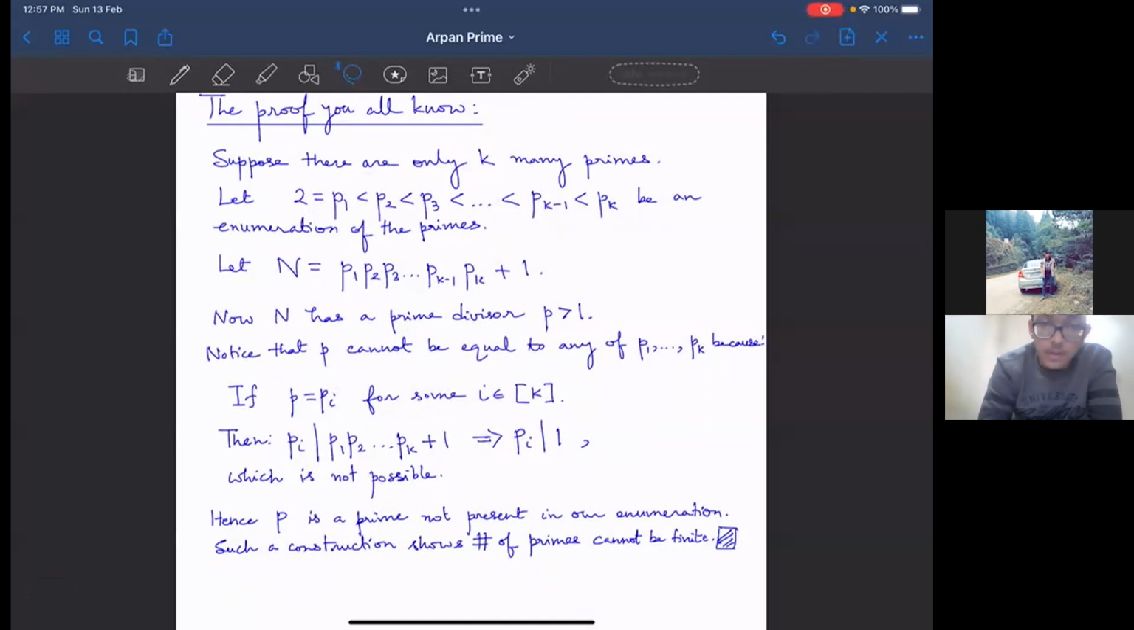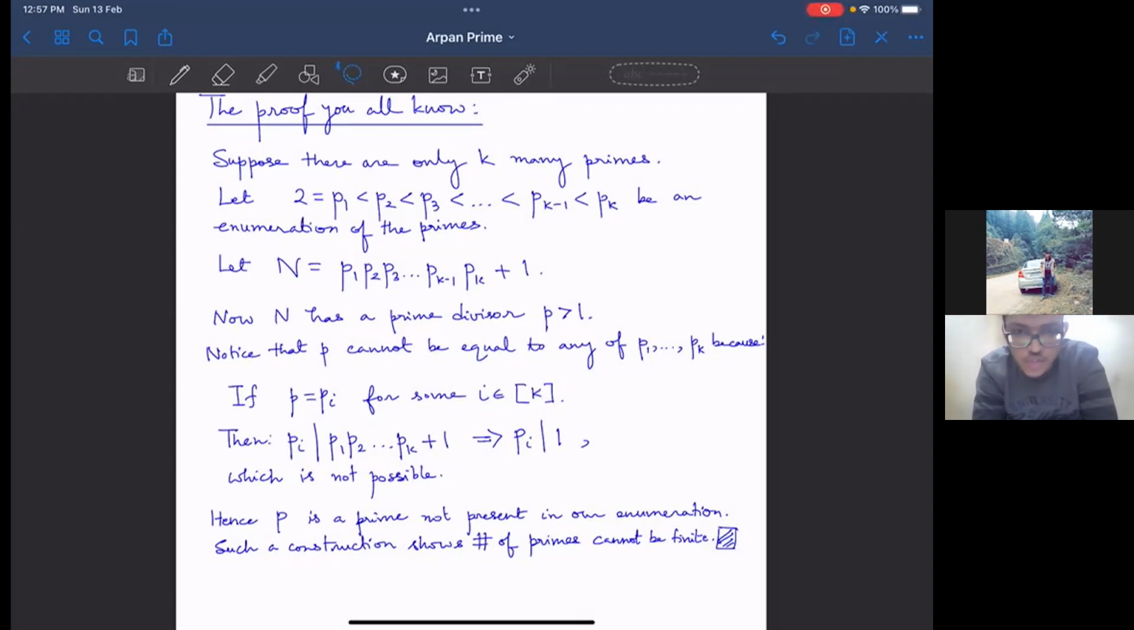Now define n equal to the product of all the primes that you have enumerated, and add 1 to it. So n is essentially P1, P2, P3, all the way up to Pk, plus 1. Now we know that every natural number greater than 1 has a prime divisor. So assume that n has a prime divisor p.